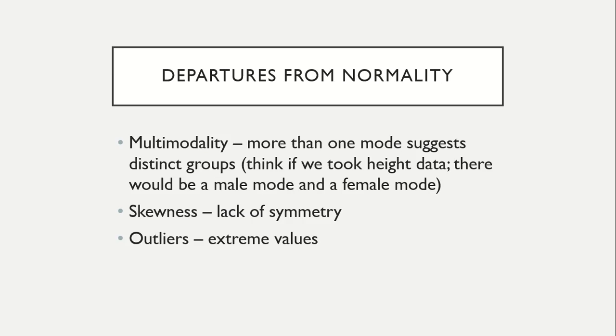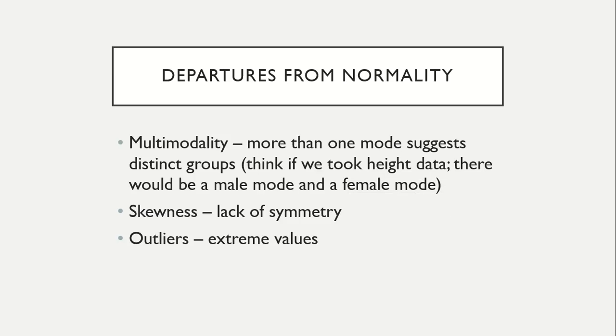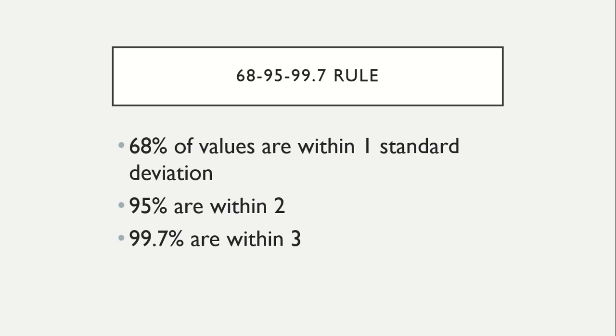An example of multimodality, because I think it's the hardest to understand out of these three, is that if we took something like height and looked at it, there would be a female mode and a male mode because each has a different mean. Other than that, it's pretty simplistic. For skewness, it should be fairly symmetrical. It doesn't need to be perfectly symmetrical, but you should be able to tell. It will look fairly symmetrical. And next is outliers. Again, you do not want there to be extreme values.